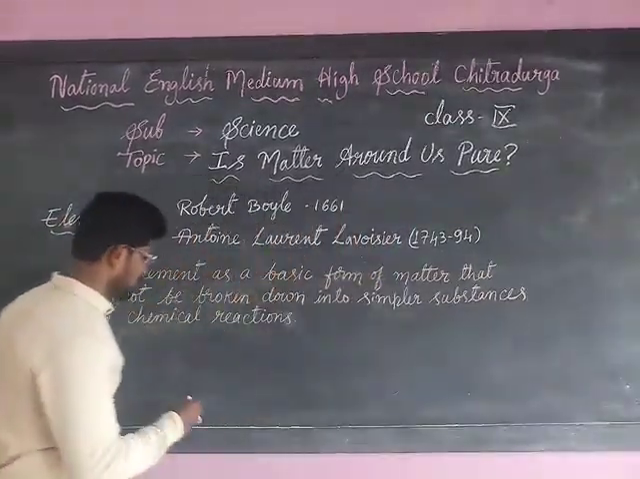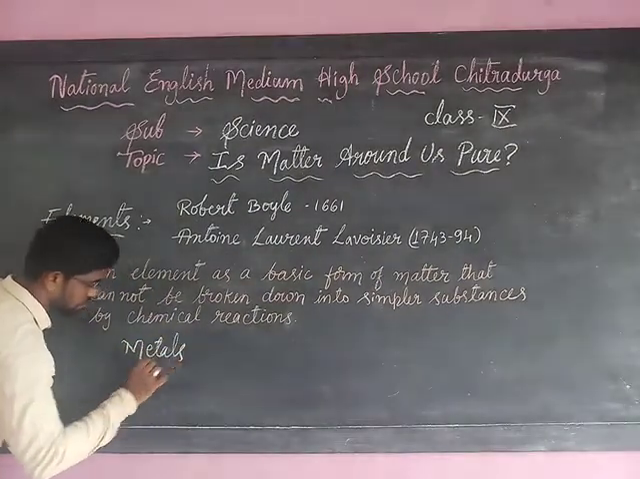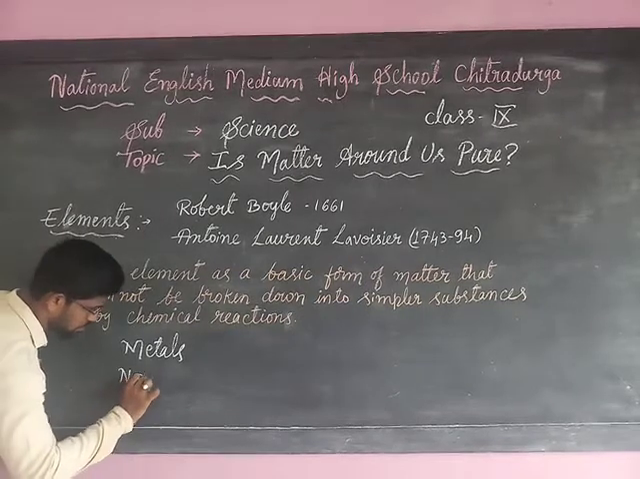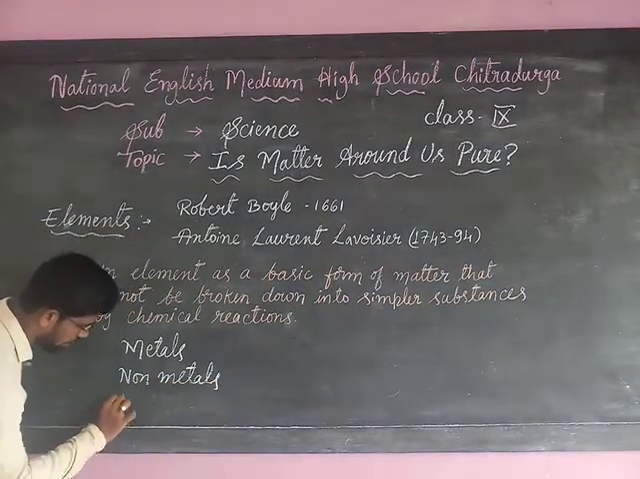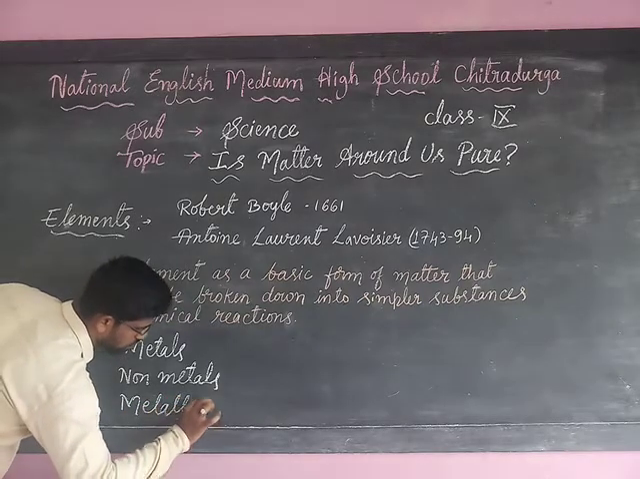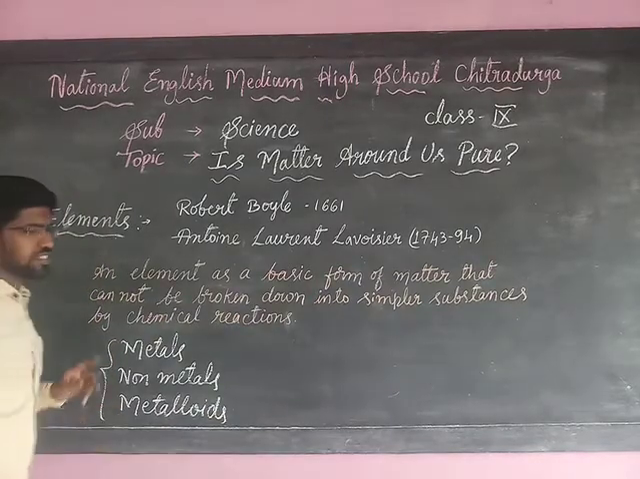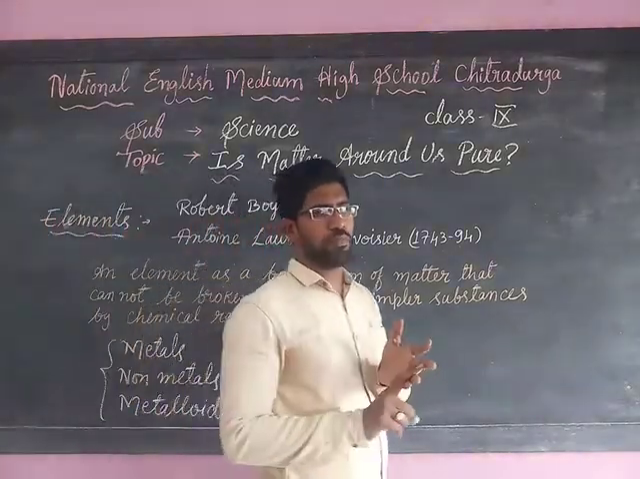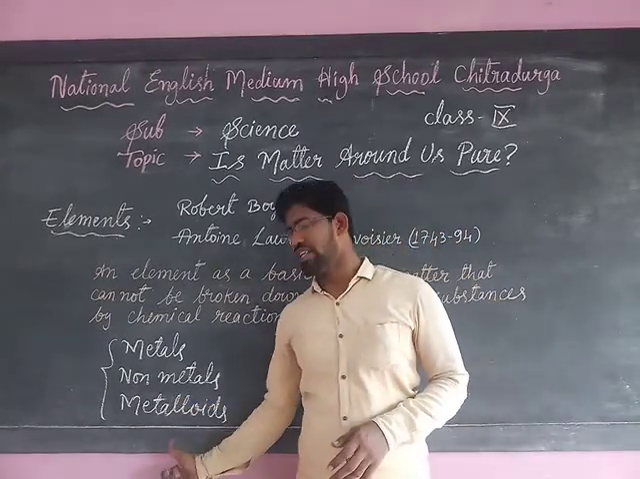Understood? The element is classified again into three types. The first one is metals, non-metals and metalloids. So these are the three categories of element: metals, non-metals and metalloids. So we will study these three.